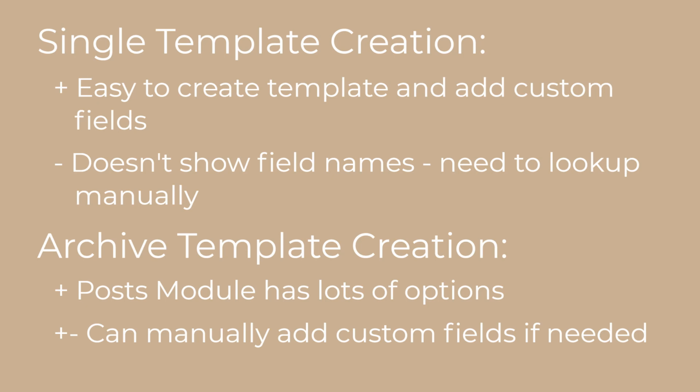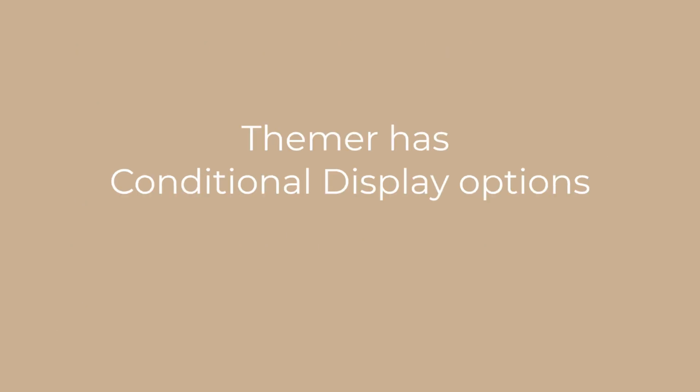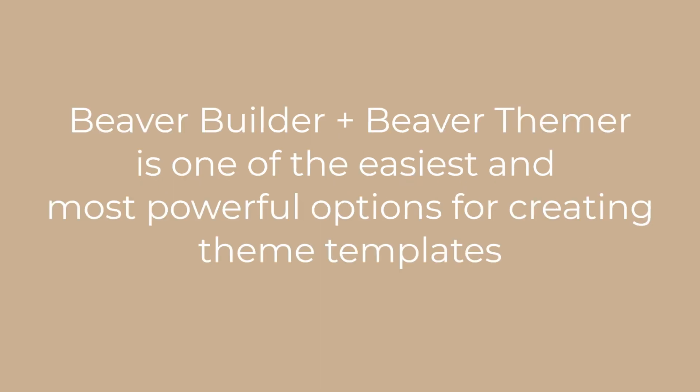The archive template creation was also very straightforward. The post module has a lot of layout options, but you're also able to go in to the code and actually modify it yourself to add a custom field if necessary. It should be mentioned that Beaver Themer also has the feature of conditional display. So for example, you could show or hide a row if the custom field was empty or it had a certain value. From my experience, Beaver Themer is one of the easiest and most powerful builders for creating theme templates.